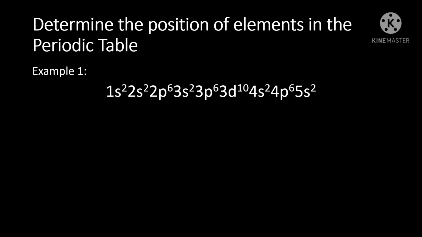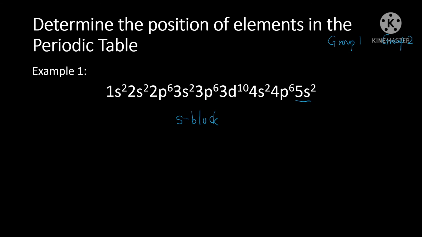Example 1 is the electronic configurations of an element. To determine the positions of this element in the periodic table, first we need to determine the block of this element. We can see that the last electron goes into the s subshell. Therefore, this element is an s block element. And we know that for an s block element, it must be either a group 1 or group 2 element.